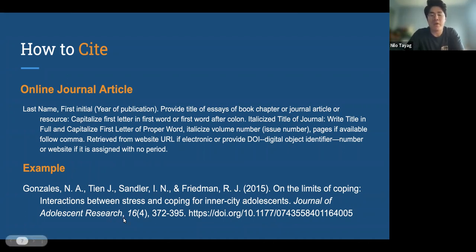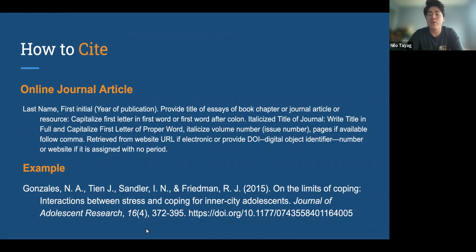Follow that by a comma, and then we include the volume and issue number. Notice that the volume number is also italicized, and there is no space between the volume number and the issue number in parentheses. The issue number in parentheses will be in regular text, though. We follow that by a comma, and we end it with the page numbers of the article you read, right? So this will be the page numbers that the article took up in the journal, and that ends with a period.